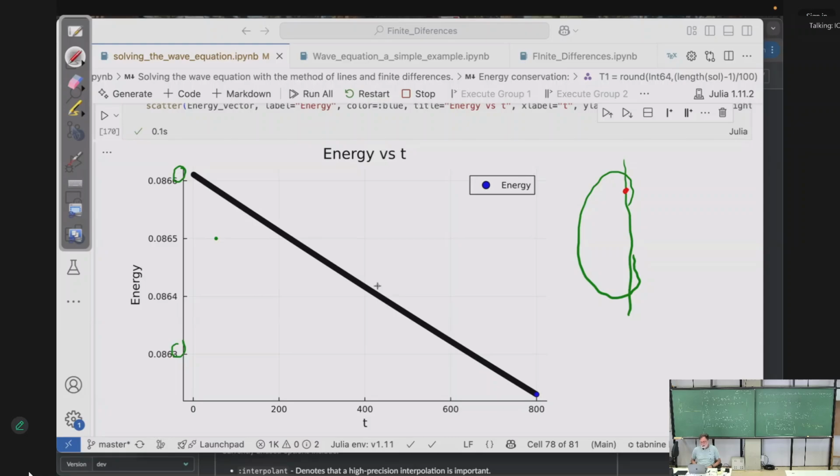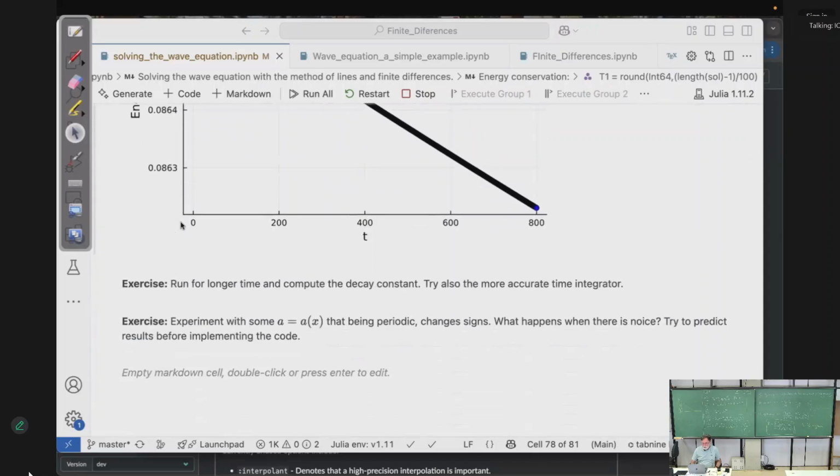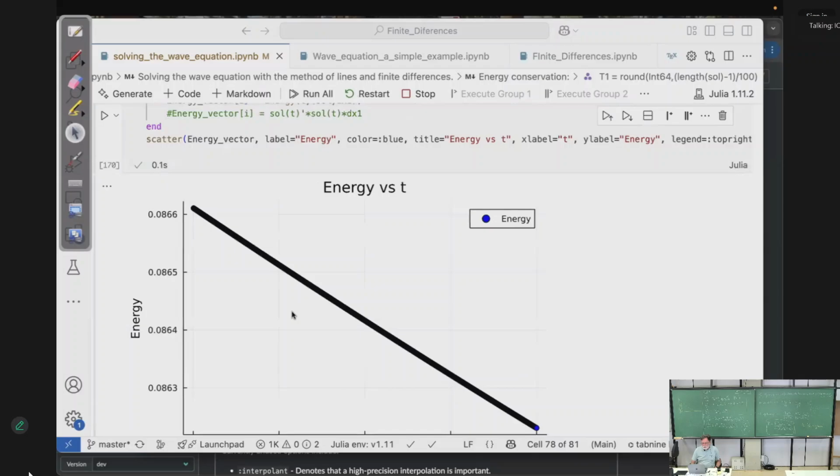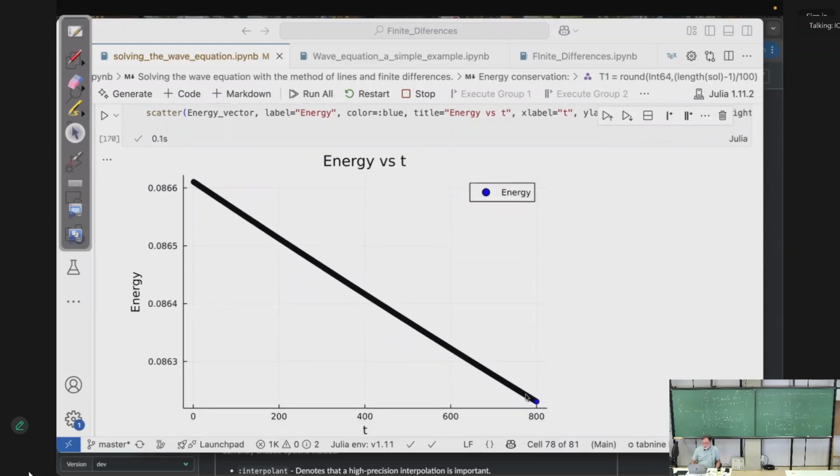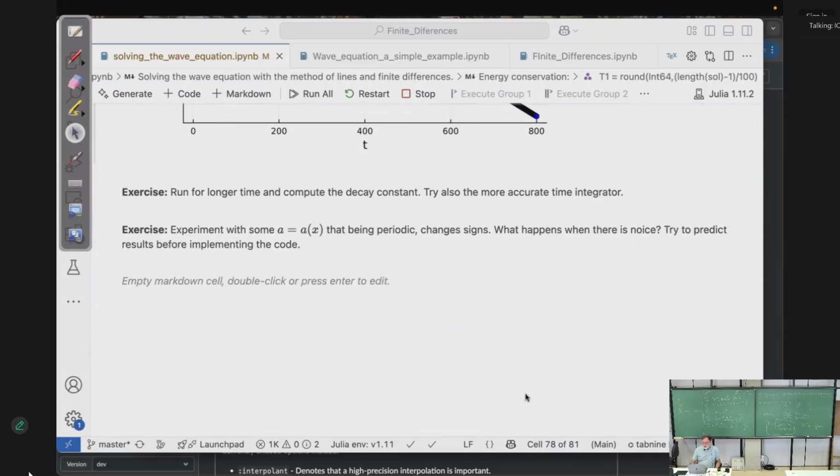But we can check. Here there is a homework that says, okay, take more points and see what the decay is. This decay we see here is linear, but actually it's an exponential. If you take more periods, you will see that this becomes an exponential, and you can compute the exponent of the exponential and see what the decay constant is. And then I put some other exercise here.